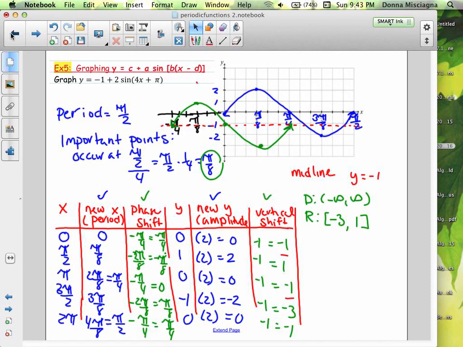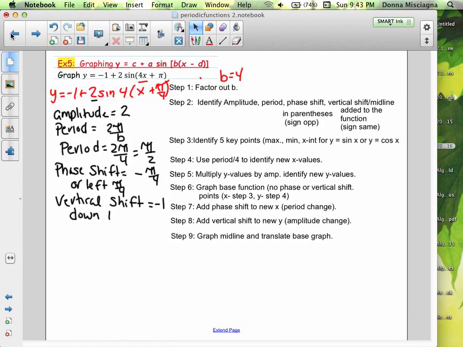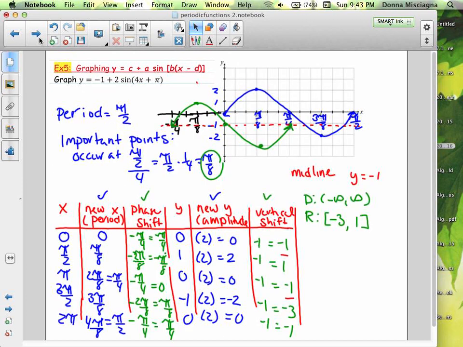So just to recap our steps, I'll go back to the other slide there. Okay, so after we identify our amplitude, period, phase shift, and vertical shift, we identify those 5 key points. That's when we filled in the 0, the pi halves, the pi, the 3 pi halves, the 2 pi, and the 0, 1, 0, negative 1, 0. Those values go together. Those are the max, minimum, and x-intercepts for sine.